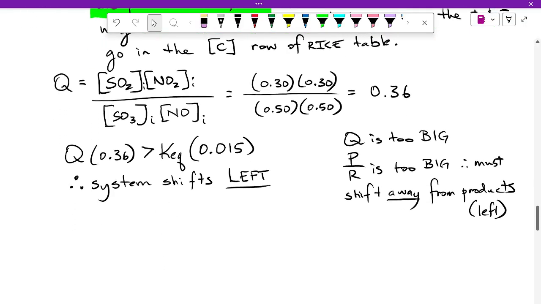And once we've done that, then this just becomes a RICE table situation. So, you guys want to try that? The RICE table part? Give it a go.